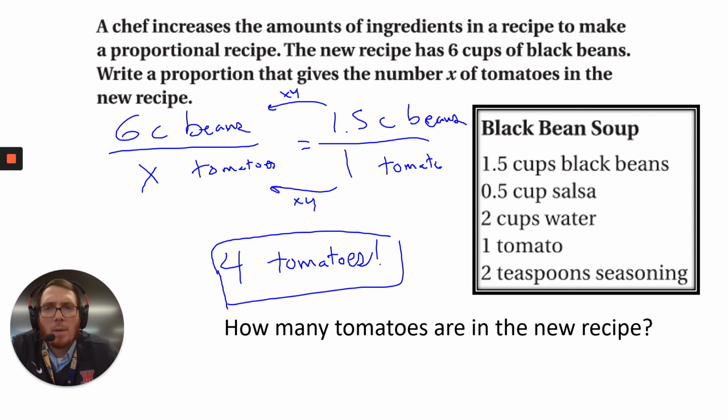You could always cross multiply this. It'd be 6 times 1 equals 1.5 times x, and you would get 4 tomatoes. You could also do 1.5 times 4 is 6, and 1 times 4 is 4.